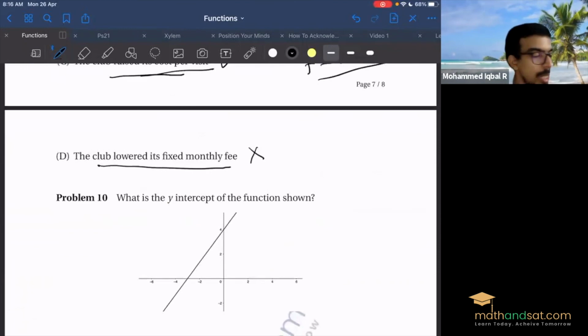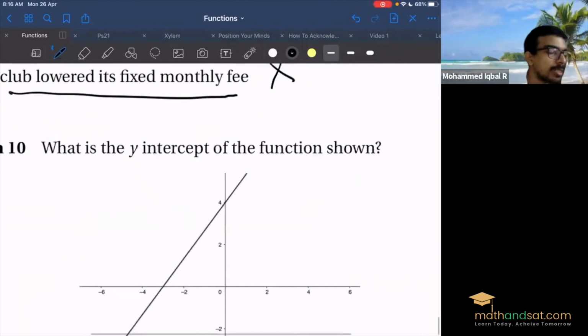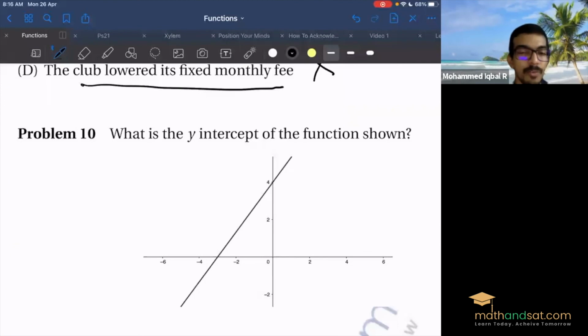In this question, what is the y-intercept of the function? The y-intercept has to be measured from the origin to the point where the graph cuts the y-axis. Of course, it has to be taken with sign. So from 0 to 4, it is on the positive y-axis, so it is positive. The y-intercept is plus 4. Is that clear?